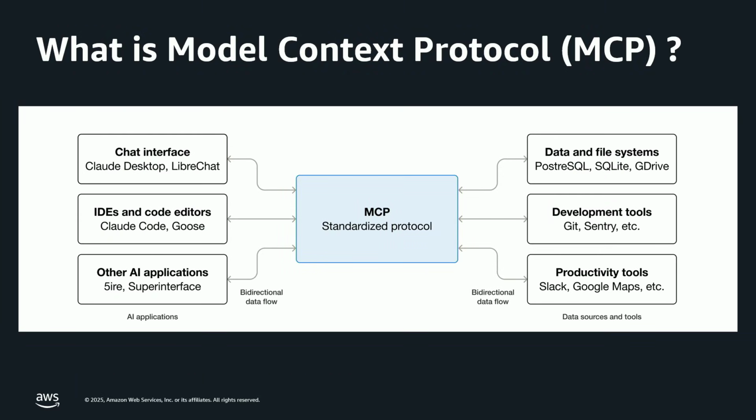Visually, as you can see, imagine you have three AI assistants on the left-hand side, which need to talk to multiple service providers or tools on the right-hand side. Let's say tomorrow, instead of Claude Code, you want to add something else, let's say Kiro, for example, and that also wants to talk to Git, or to Google Maps. Without MCP, it will be an M cross N problem.